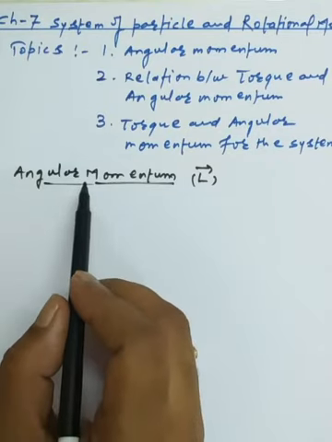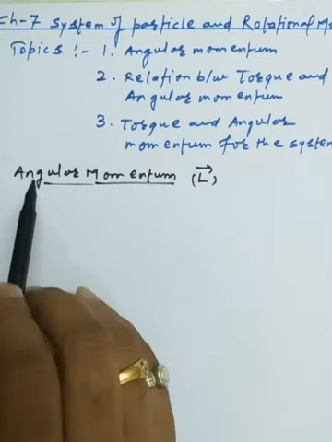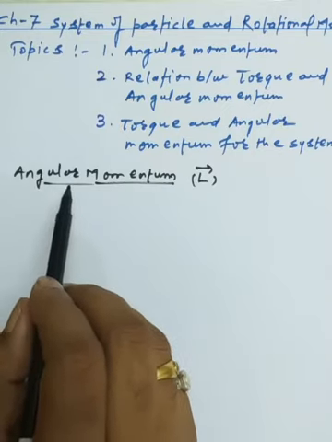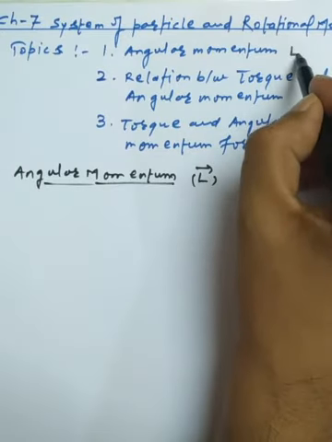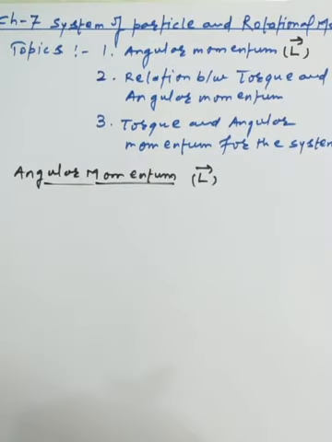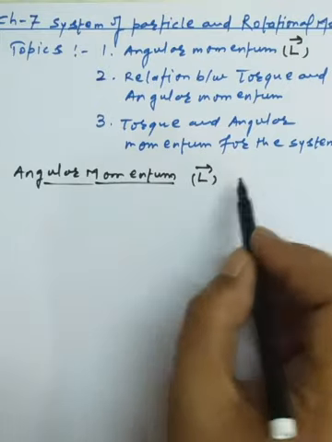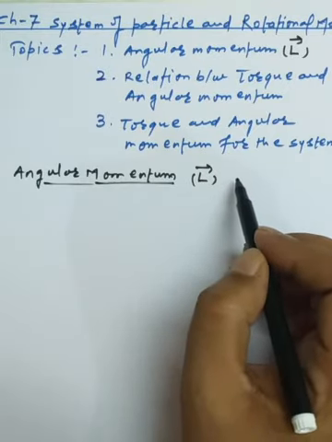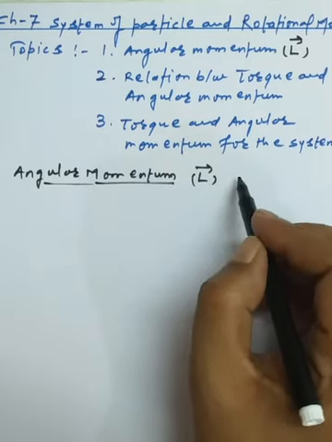Now, dear students, chapter number 7, System of Particles and Rotational Motion, and we have the topics for discussion here: angular momentum, whose symbolic notation is the L vector. The relation between the torque and the angular momentum for a system having a number of particles. For the simplest description, we will first apply angular momentum to a single particle, and then we will apply it to a system having a number of particles.